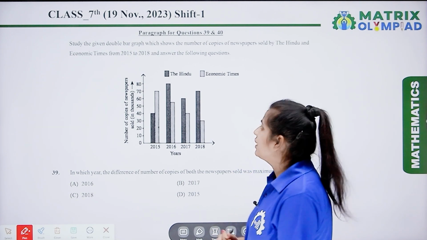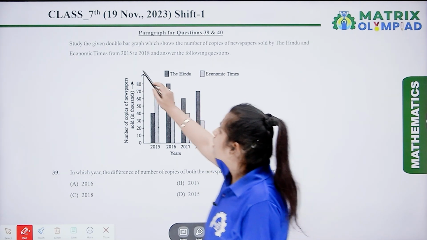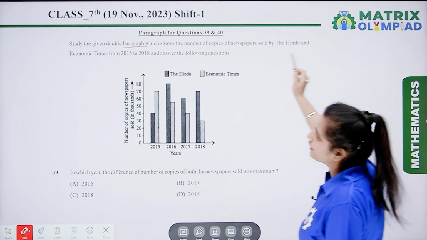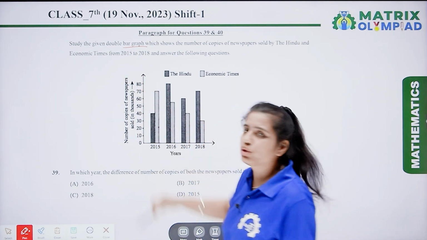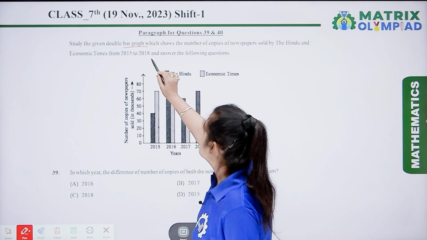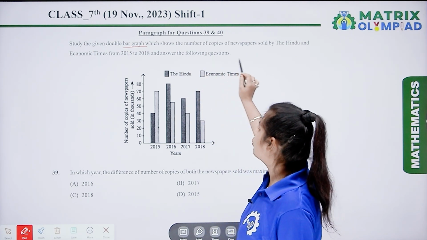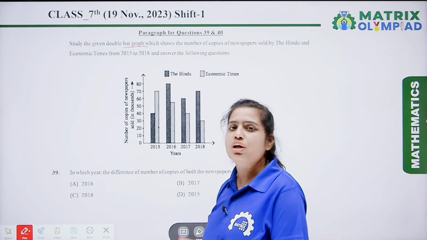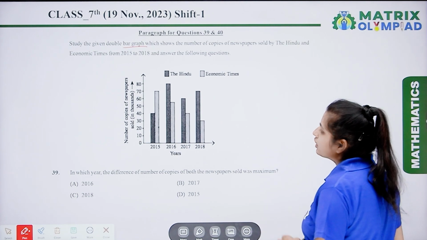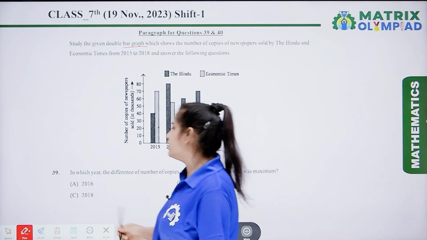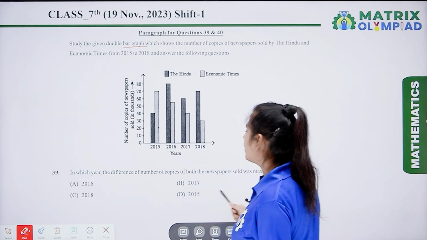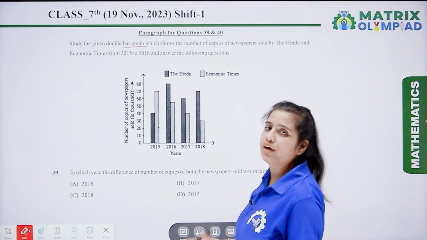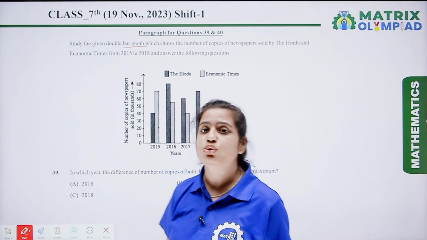Now the next question is based on the paragraph. Study the given double bar graph which shows the number of copies of newspapers sold by the Hindu and Economic Times from 2015 to 2018 and answer the following questions. So here we are having two questions based on this paragraph, that is question number 39 and question number 40. In question number 39, it is asked that in which year the difference of number of copies of both the newspapers sold was maximum. So we have to find out the maximum difference between these two papers.